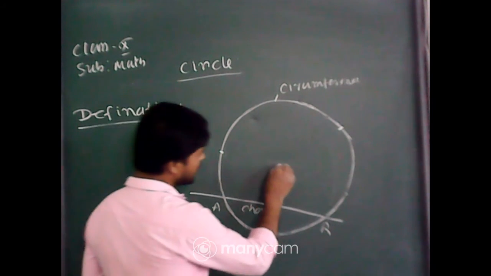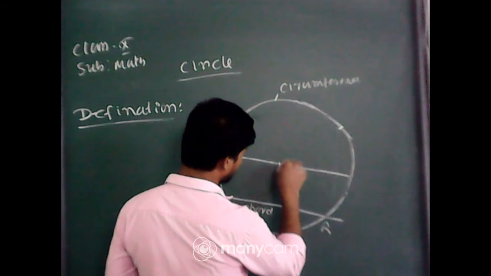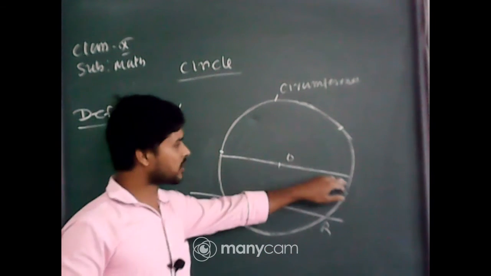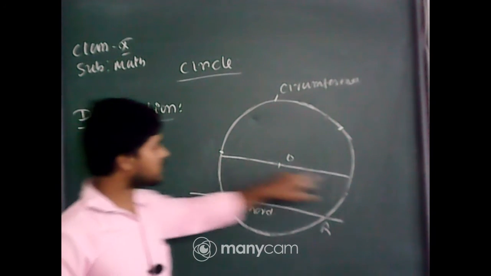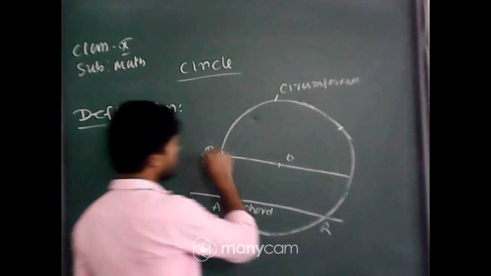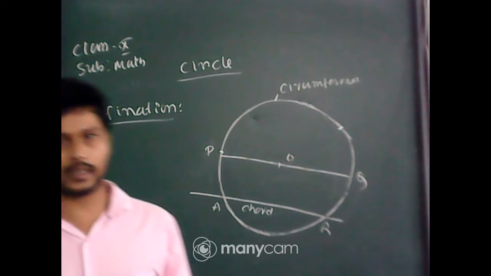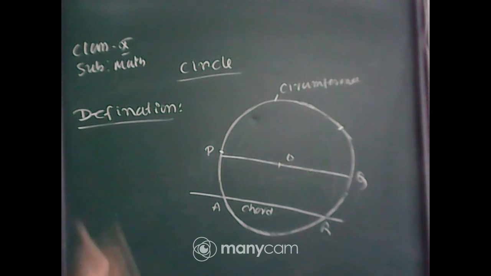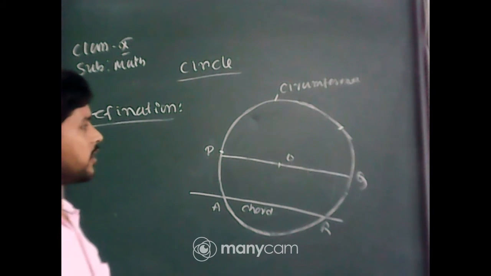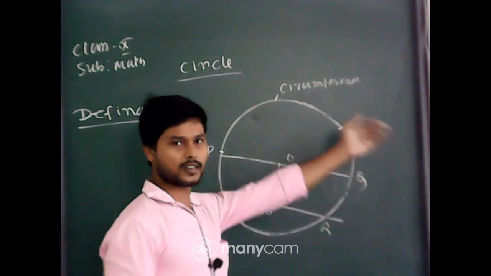Now look, when this chord passes through the center, this diameter we can say is also a chord, because this is a line which intersects the circle at 2 different points, let's say P and Q. So we can consider the diameter PQ also a chord of the circle, and it is the greatest chord in the circle. If there is a question, what is the greatest chord of a circle? The answer will be: the greatest chord of a circle is a diameter.